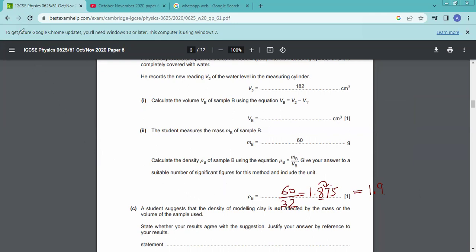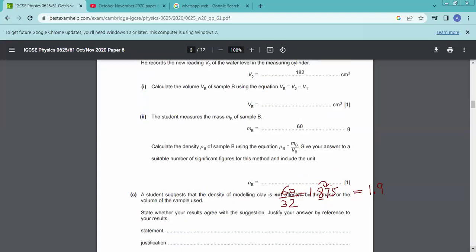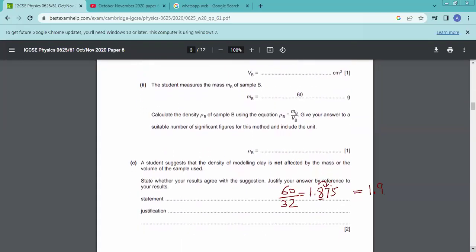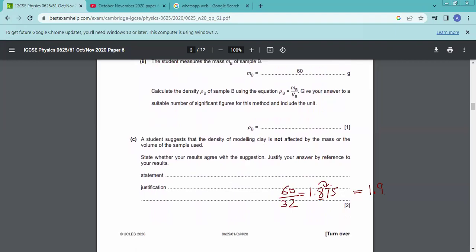Now, the student suggests that the density of the modeling clay is not affected by the mass or the volume of the sample used. State whether your results agree with the suggestion. Yes, we would say the answer is correct, because there is no effect. If we see the values in both methods, method 1 and method 2, we almost found the same value, like 1.9 gram per centimeter cube in method 1 and 1.9 gram per centimeter cube over here as well.